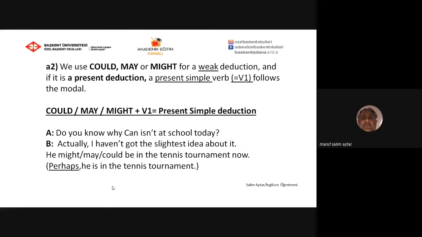The second point this time is when we make a weak deduction. When we make a weak deduction, we use could, may, or might, okay? And of course, if it is a present simple deduction, we have to use verb 1 after the modal. As you can see here: could, may, might, verb 1.